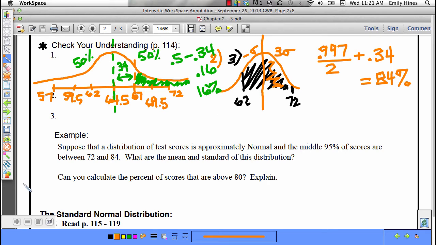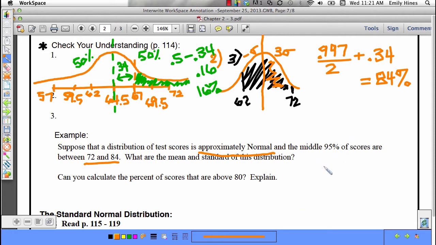Let's look at this one other example. Suppose that a distribution of test scores is approximately normal, notice the approximately, and that the middle 95% of scores are between 72 and 84. So it wants to know what are the mean and standard deviation.